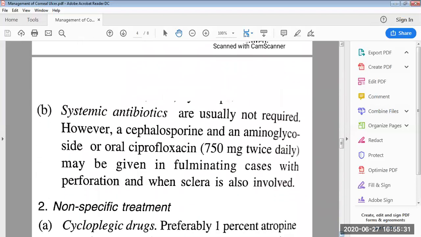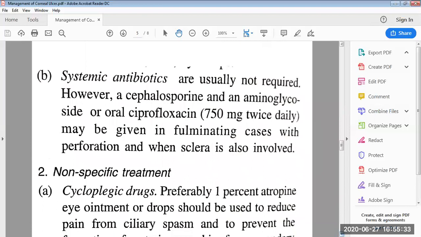Then systemic antibiotics, these are usually not required. However, a cephalosporin and aminoglycoside or oral ciprofloxacin 750 milligram twice daily may be given in fulminating cases with perforation and when the sclera is also involved.